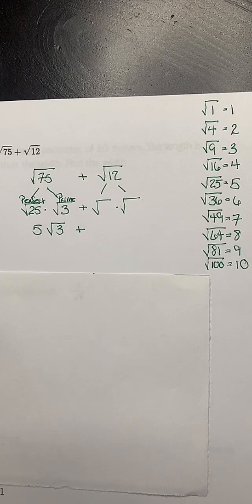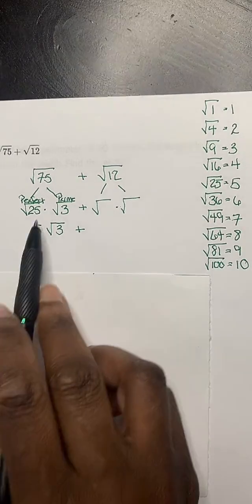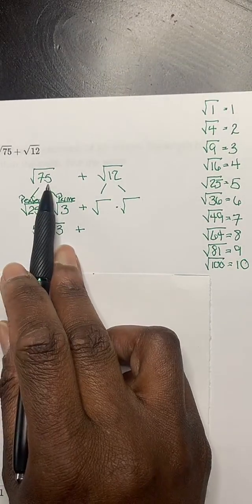Okay, how did I get 25 from 75? Because 25 times 3 gives me 75.